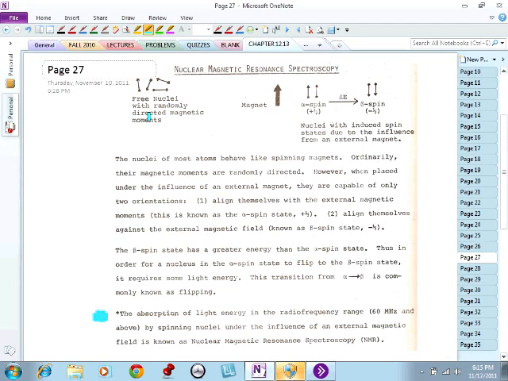So anyway, that is the definition of NMR, nuclear magnetic resonance spectroscopy, which is the absorption of light energy in the radio frequency region. In this particular instance, we are going to be looking at the nuclei of hydrogen, which we refer to as the proton, and also carbon-13. Those are the two nuclei we are going to be looking at for this discussion.